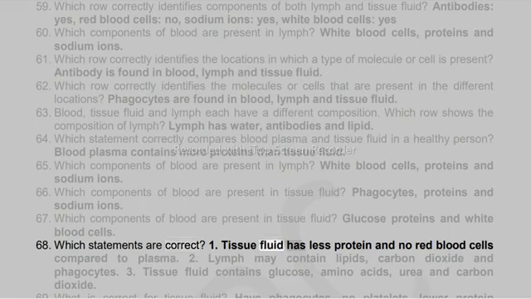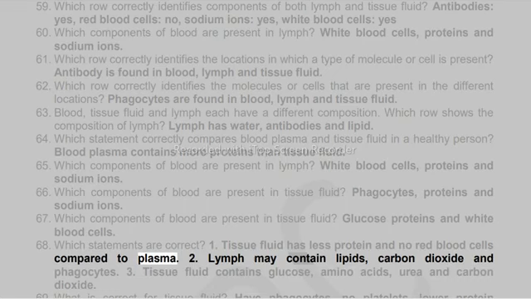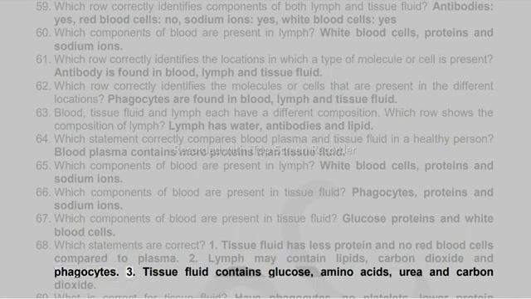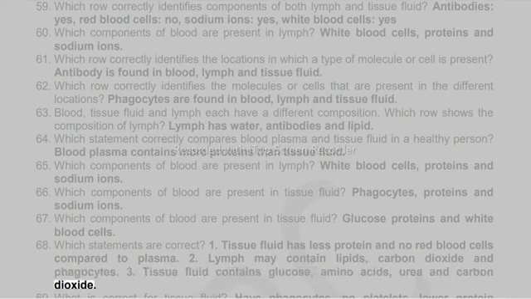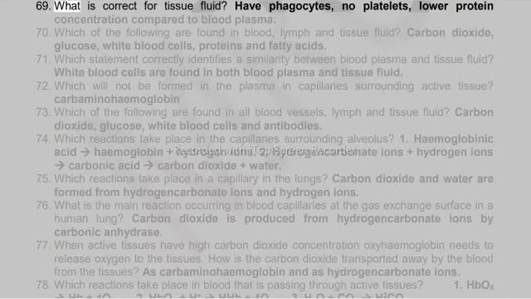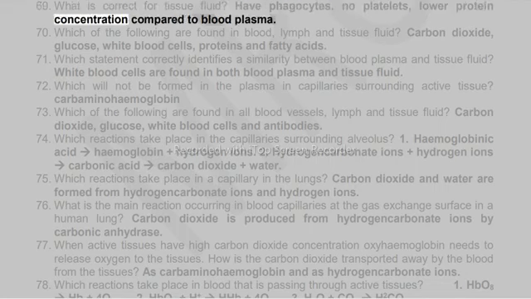1. Tissue fluid has less protein and no red blood cells compared to plasma. 2. Lymph may contain lipids, carbon dioxide and phagocytes. 3. Tissue fluid contains glucose, amino acids, urea and carbon dioxide. 69. What is correct for tissue fluid? Have phagocytes, no platelets, lower protein concentration compared to blood plasma.